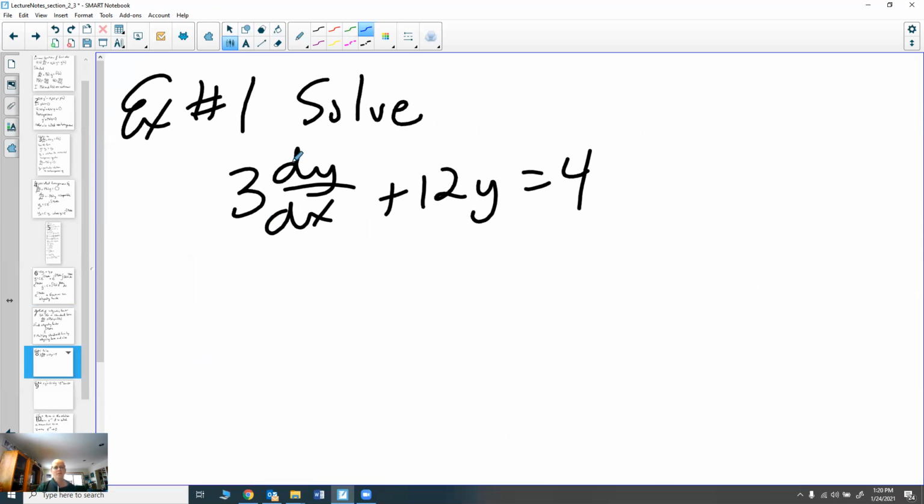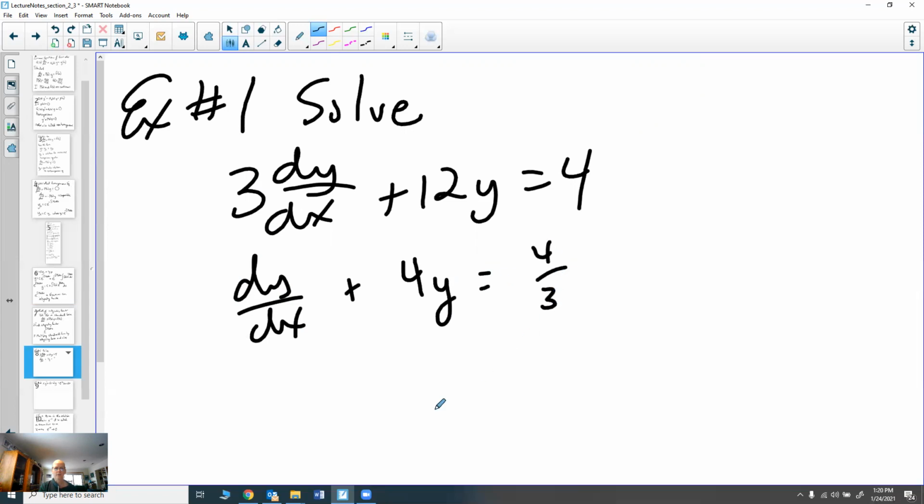So let's solve 3 times dy/dx plus 12y equals 4. This is my differential equation I want to solve. So first thing I'm going to do is get it in standard form, divide through by the 3. So dy/dx plus 4y equals 4/3. And so now I want to find that integrating factor.